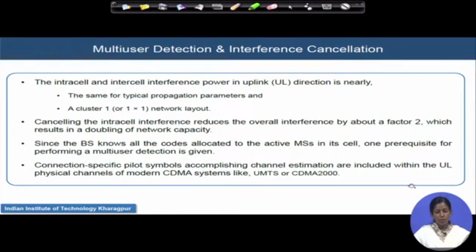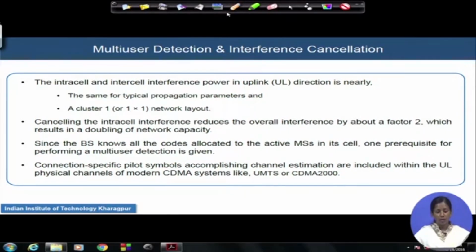And continuously we are talking about 2 different kinds of interference. One is the intra-cell interference, another is the inter-cell interference, to control the power in the uplink direction, and not only in the uplink but also in the downlink direction. In multi-user detection and interference cancellation also we will be considering both kinds of interference, and we will consider that the typical propagation parameters are known, and that a cluster 1 kind of network layout is utilized.